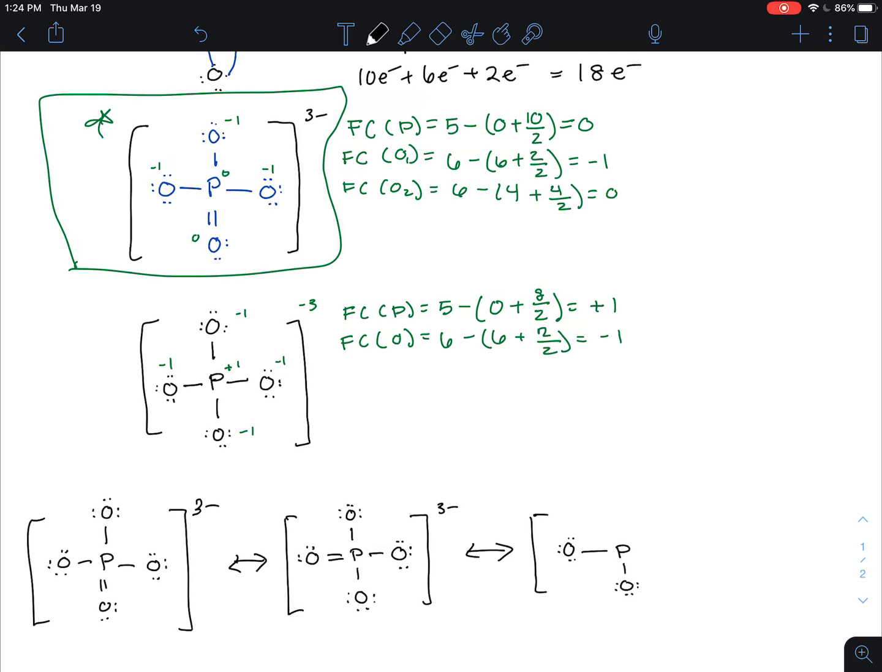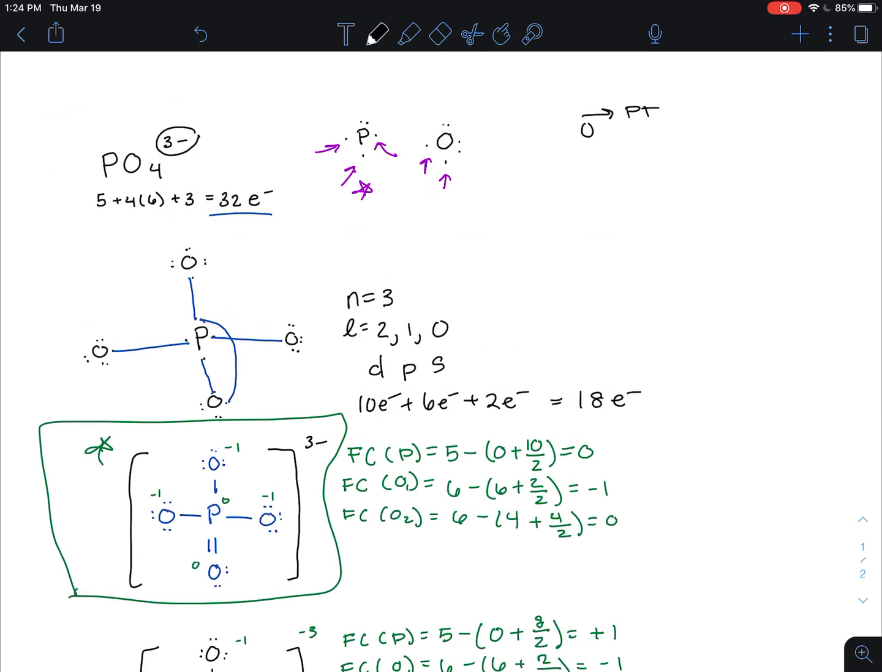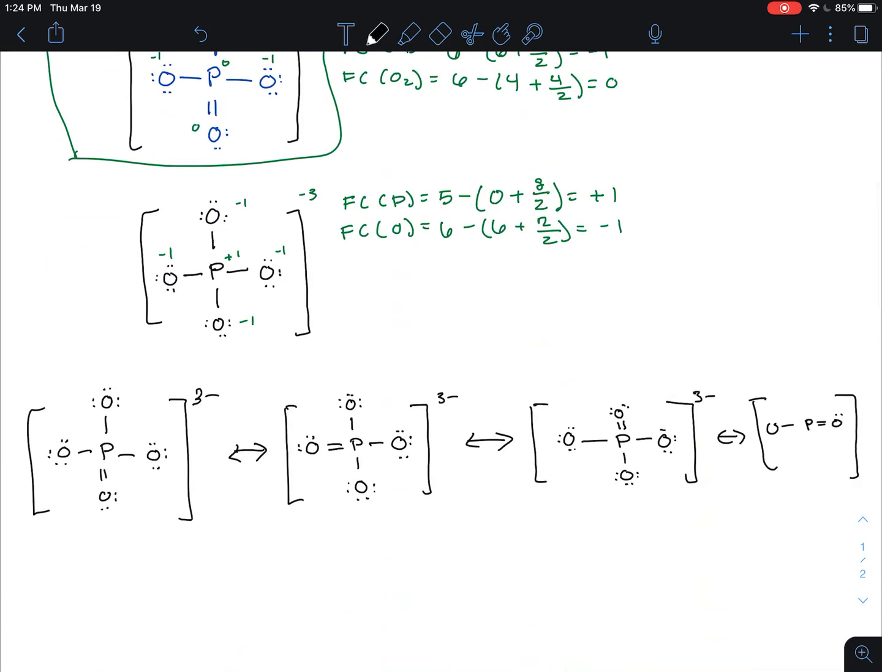Then to the other oxygen. And then to the other oxygen. The reason we have 4 possibilities is because there's 4 different oxygens where the double bond could be.